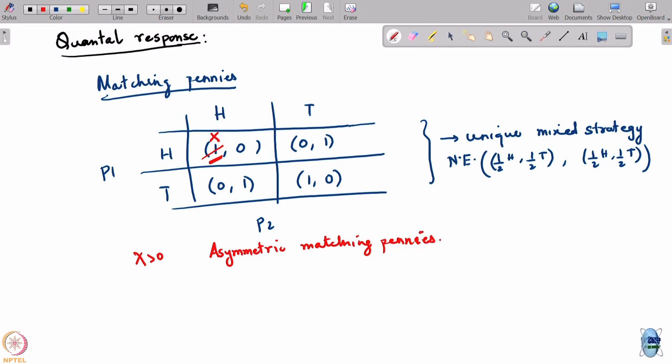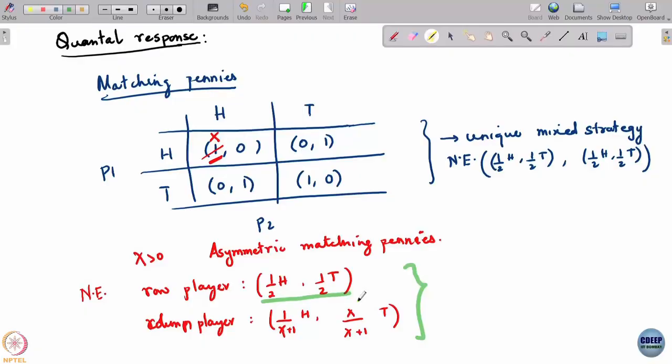Now, with x positive, for any general x, there is again a unique mixed strategy Nash equilibrium, but can you tell me what that Nash equilibrium is? What is the row player's strategy? Remember, the row player has to make the column player indifferent between his pure strategies. So the row player actually ends up uniformly randomizing. The row player plays heads with probability half and tails with probability half, and the column player becomes indifferent between playing heads or tails.